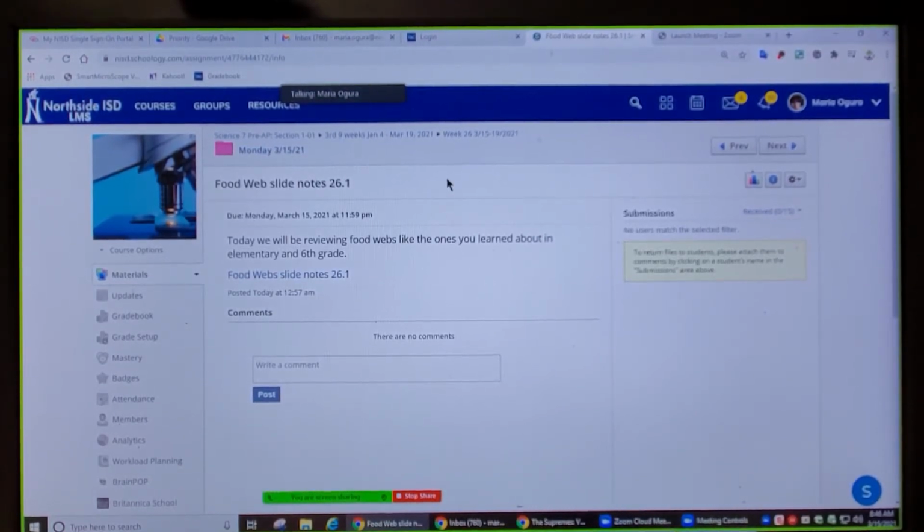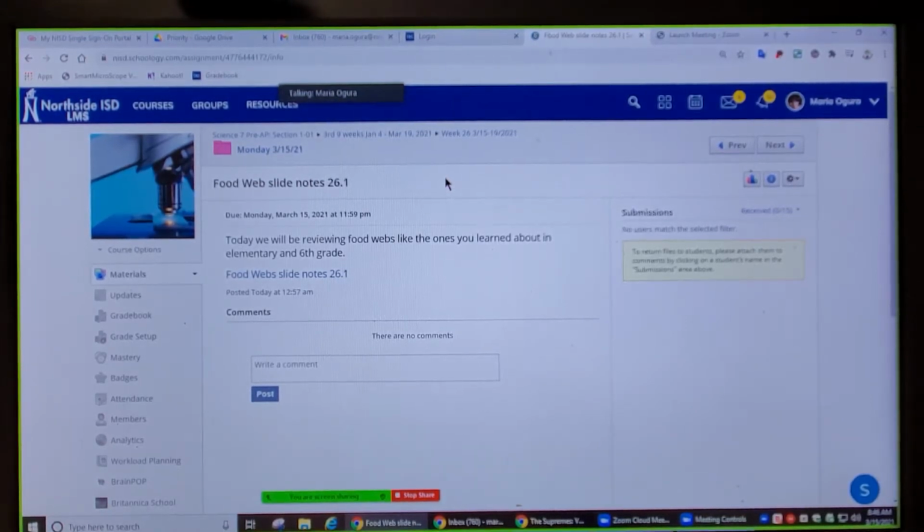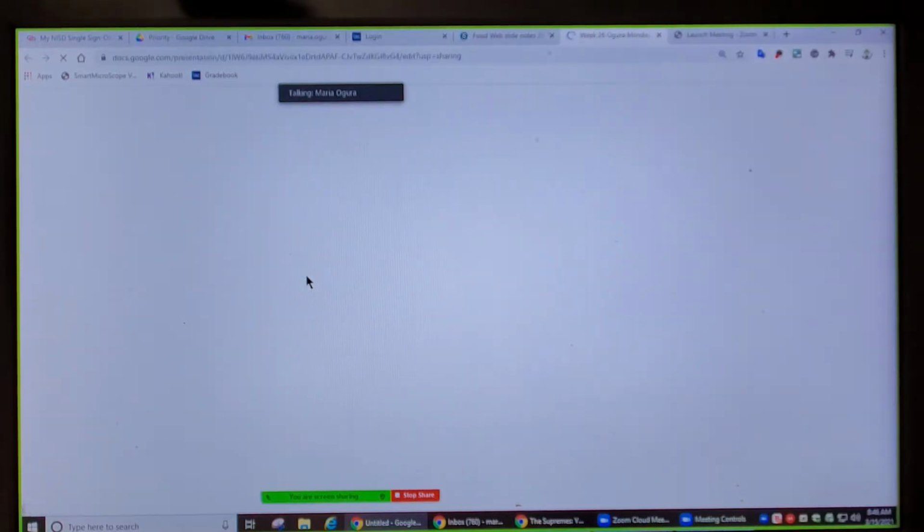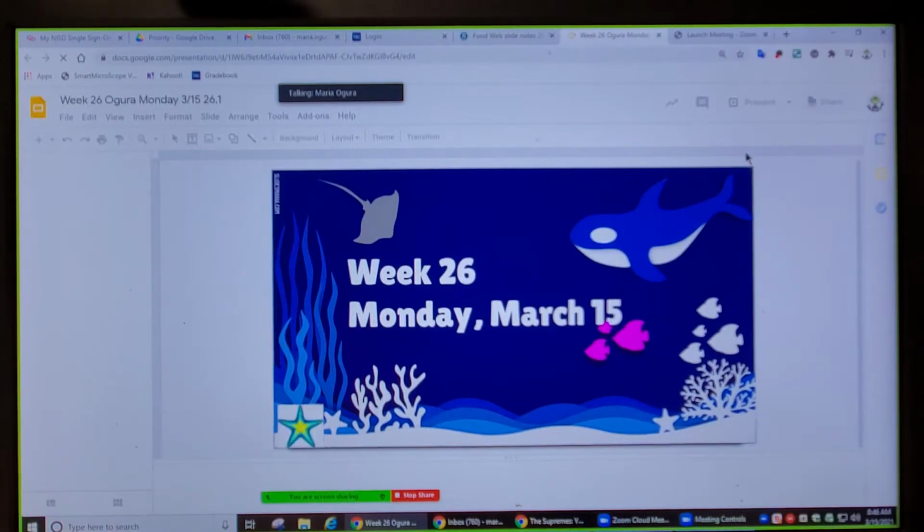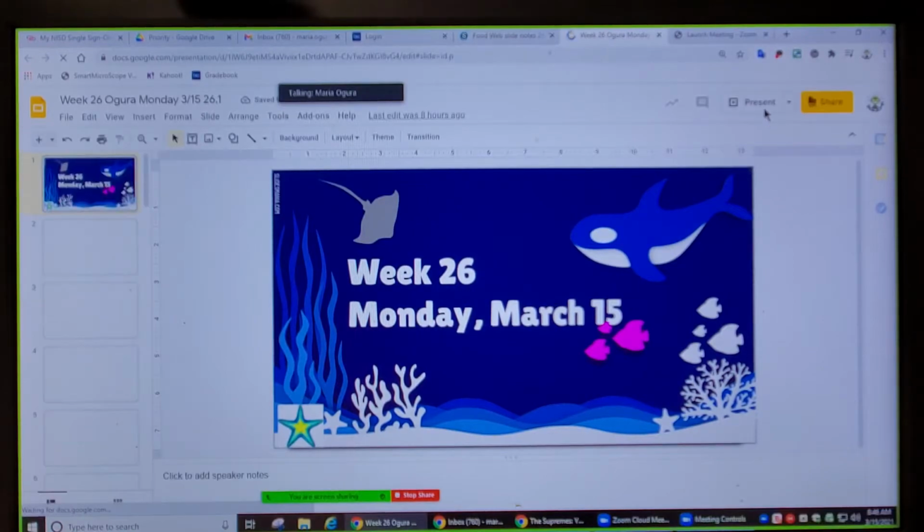Today we're going to be talking about food chains and food webs. You learned this in elementary school as well as reviewed it again in 6th grade. So we're going to be adding just more information to what you already know. So let's go ahead and go through the slides, not very long, and most of it should sound familiar to you.